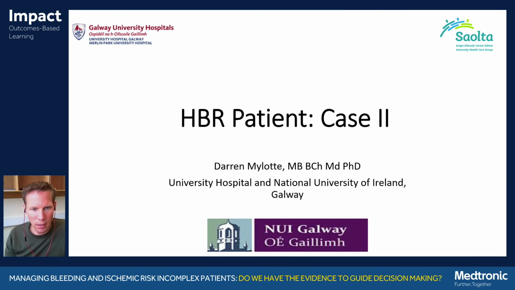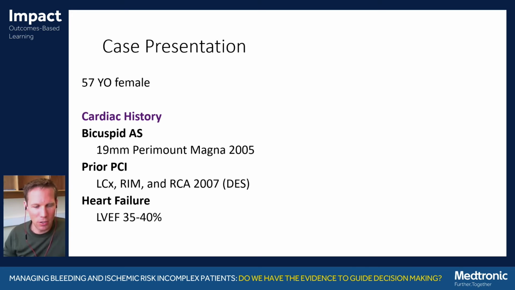So here's a second case, and while Elvin gave us a case of a gentleman at one age spectrum, I'm going to give you a different one. This is a 57-year-old female with an extensive cardiac and non-cardiac history. She was born with bicuspid aortic valve and underwent a 19mm Perimount Magna insertion in 2005. That turned out to be a very difficult operation with a lot of bleeding, and that relates to her bleeding risk. I'll tell you about it in a moment. She also has prior PCI to her circumflex, ramus intermedius, LAD, and right coronary arteries, and had an ischemic cardiomyopathy with an ejection fraction of 35%.